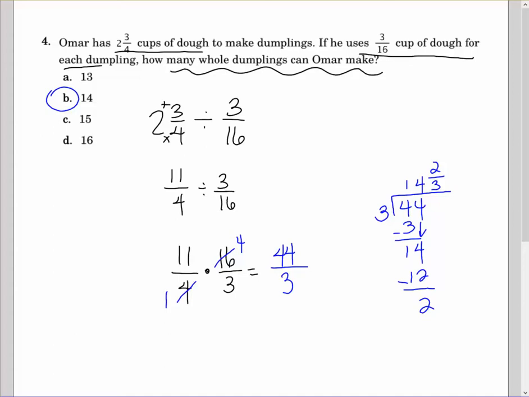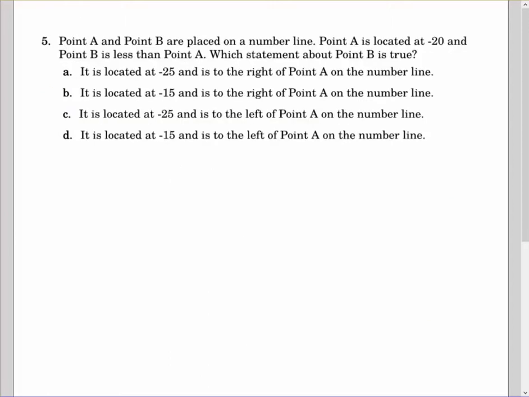All right, so on the next question, question 5, we are talking about points on a number line. Question 5 says, point A and point B are placed on a number line. Point A is located at -20, and point B is less than point A. Which statement about point B is true? So let's go back through and read this. Point A and B are placed on a number line. Okay. Point A is located at -20. Point B is less than A.